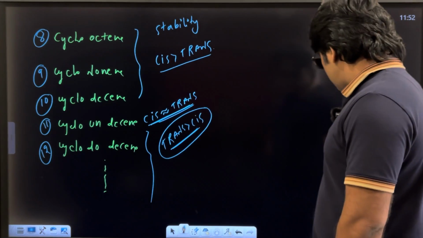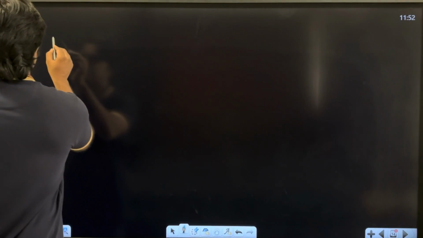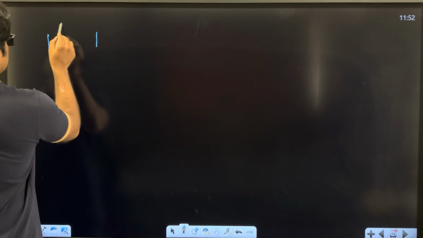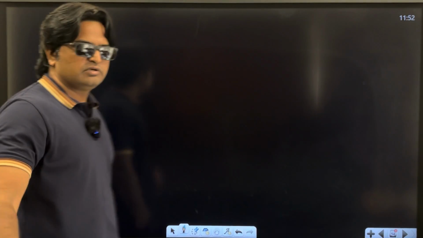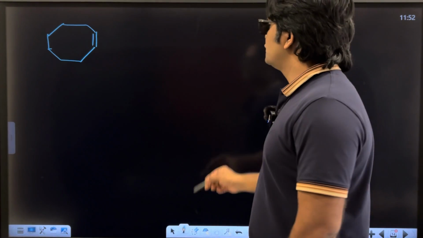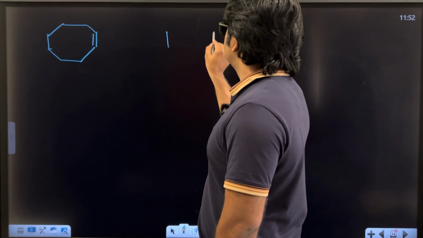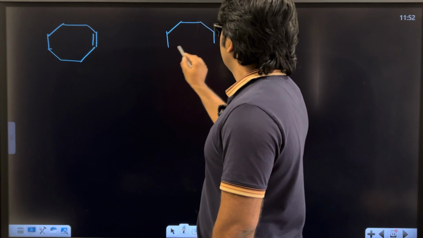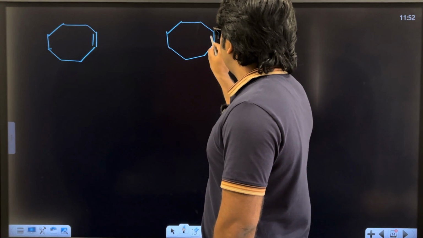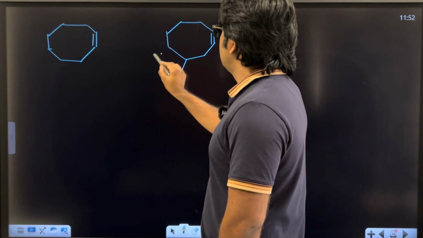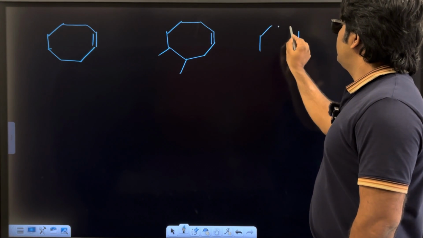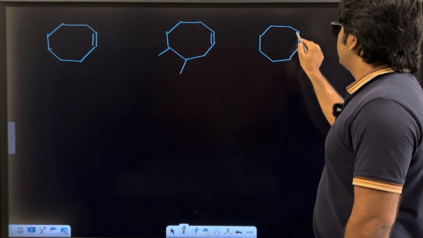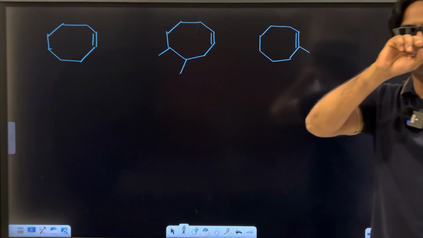Okay. Now just you tell me this point. For example, an 8-member ring system is given, and a double bond is also given, right? Next one, the same 8-member ring system, double bond given. Next one, here some methyl groups are also given. Next one, an 8-membered ring system, double bond given. Next, a methyl group is given.